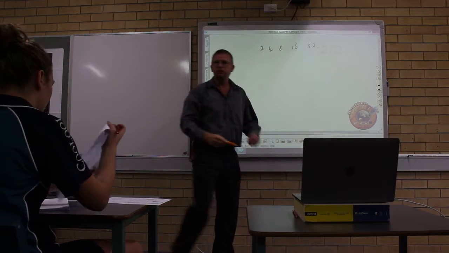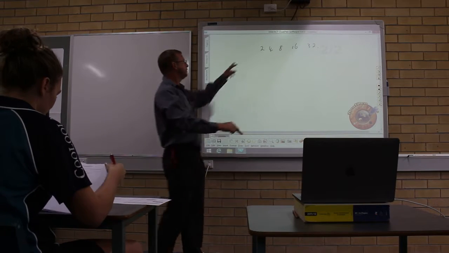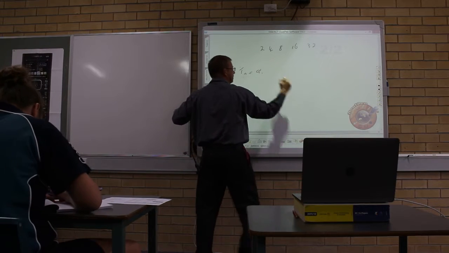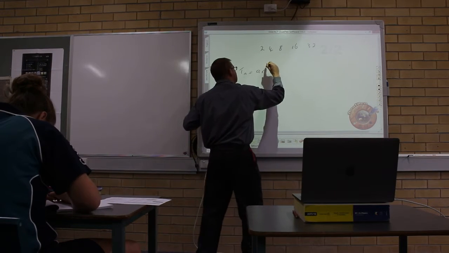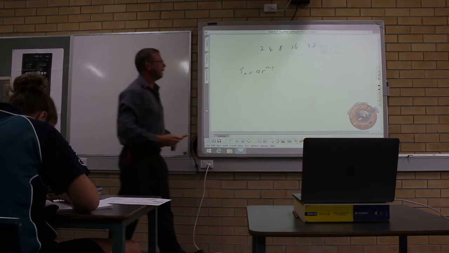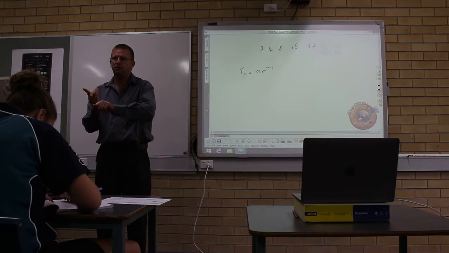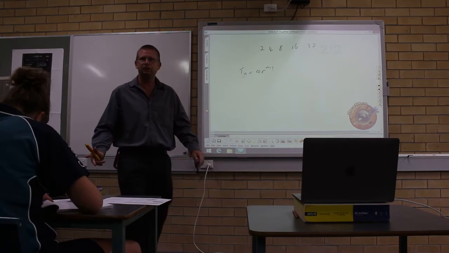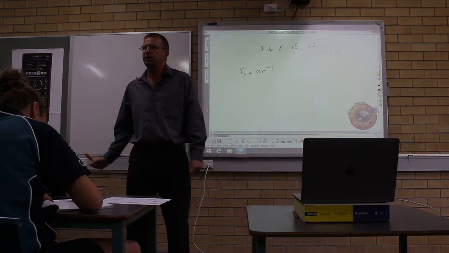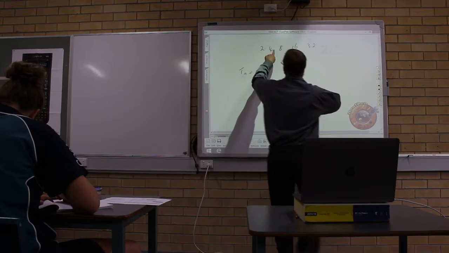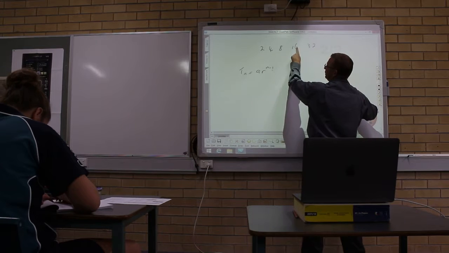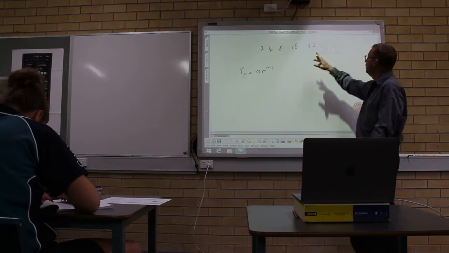So geometric is a constant multiplier. So here, term n equals a r to the n minus 1. A is, again, first number, because a is the first number in the alphabet. R, what does R stand for? Ratio. There's a common ratio. What's the ratio of 4 and 2? 2. What's 8 divided by 4? So R's the ratio.